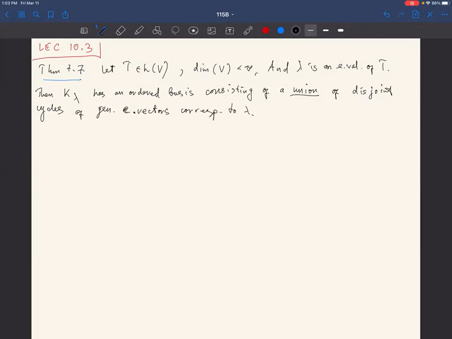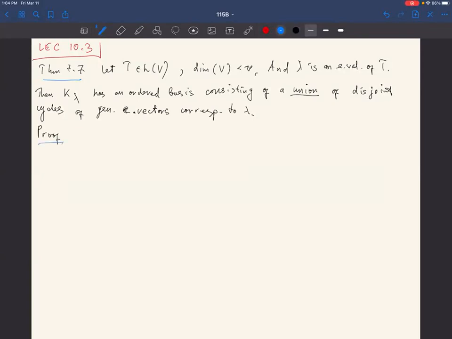Just a small warning here. We are not saying that there is just a single cycle which gives a basis for K lambda. Yeah, we are only saying something a bit weaker. We are saying that there is a disjoint union of cycles which gives a basis for K lambda. So it might be more than one that you have to take. Okay, so this is the theorem. Let's prove it.